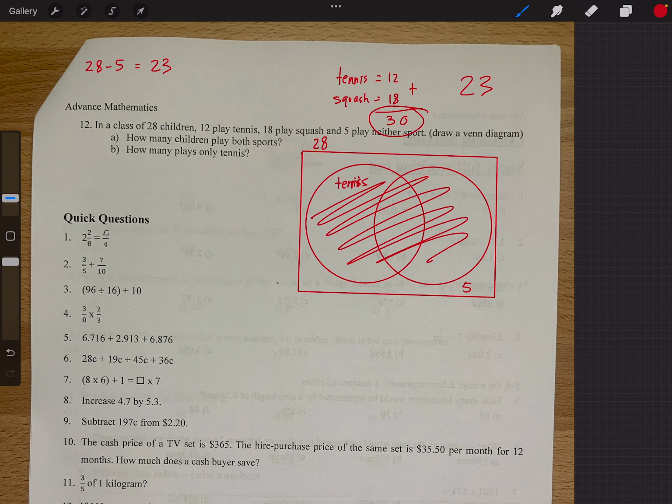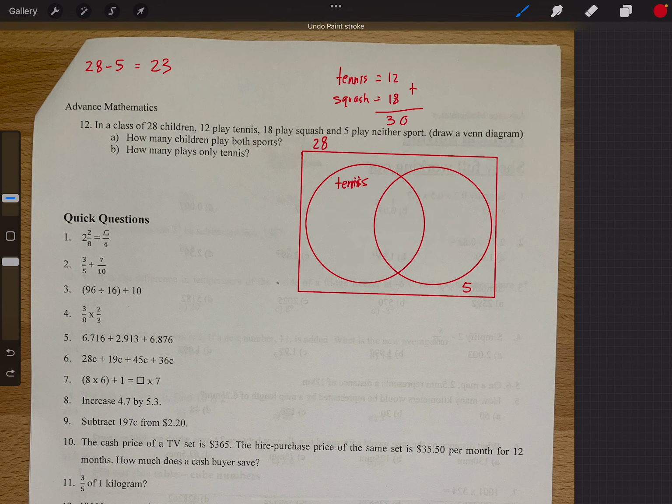Now we know that together there should only be 23 people. But why is there 30 when we add these two? Because they've been double counted, and the double count comes from this overlap. So we're going to take 30, take away 23, and see how much overlap has been caused there. 30 take away 23 is 7. So this will be 7 people who do both.